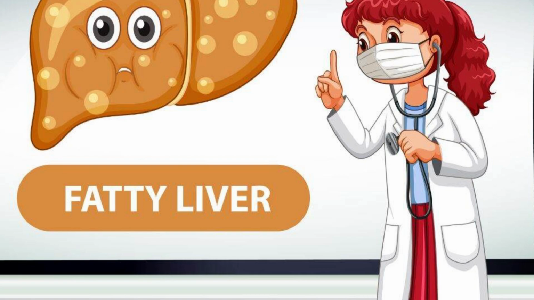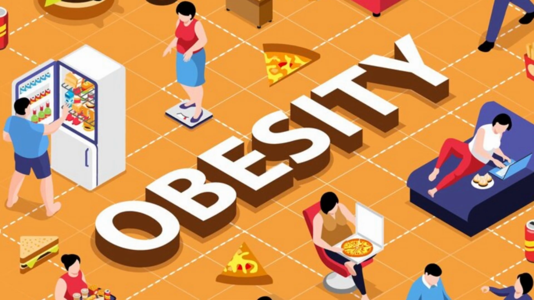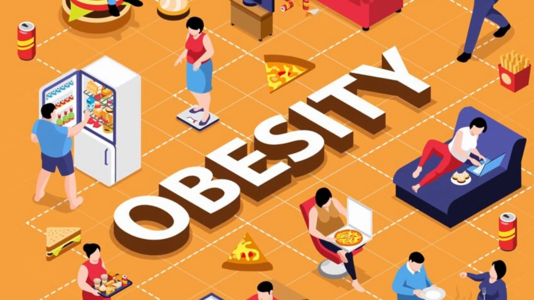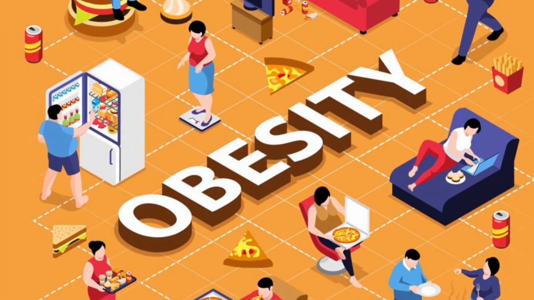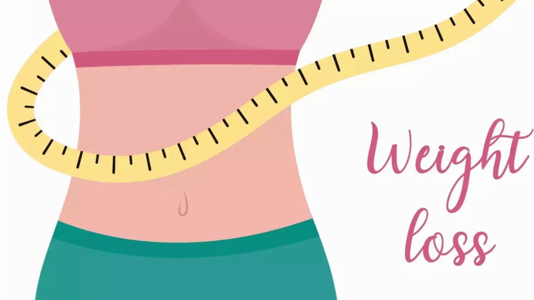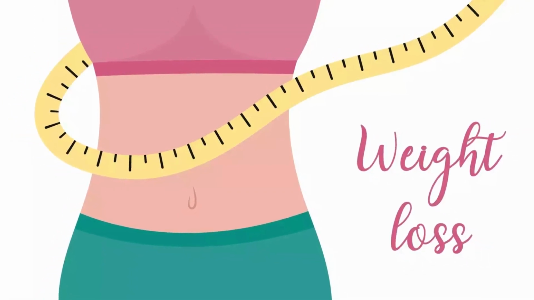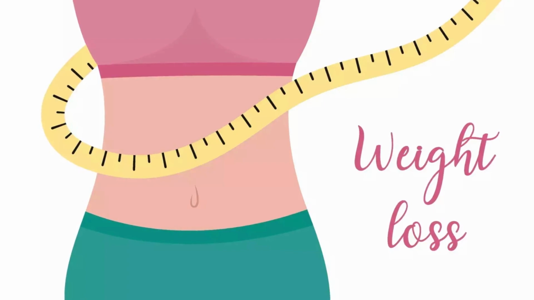So, weight loss. Weight loss of roughly 5% of your body weight might be enough to improve abnormal liver tests and decrease the fat in the liver. Losing between 7% and 10% of the body weight decreases the amount of inflammation and injury to liver cells, and it may even reverse some of the damage of fibrosis.